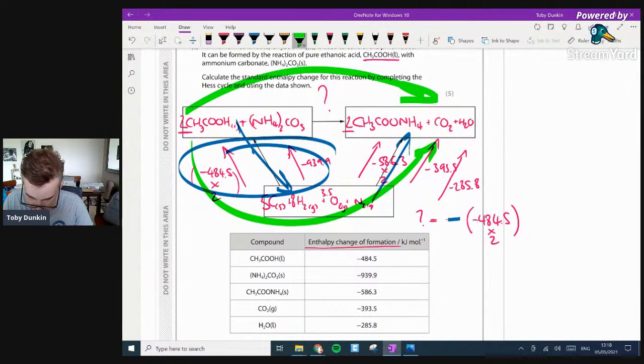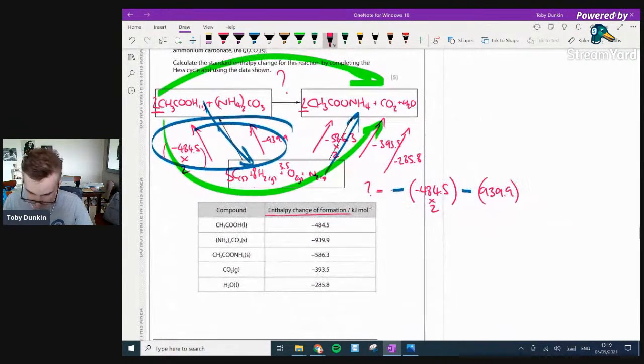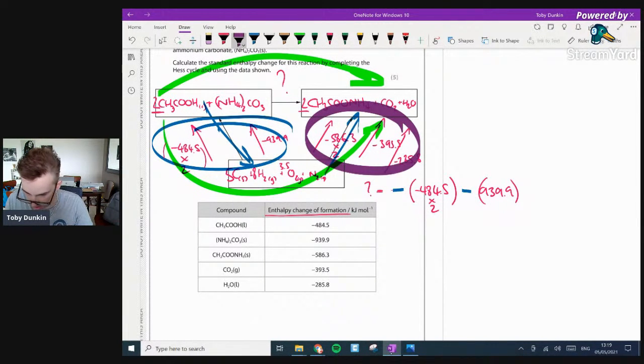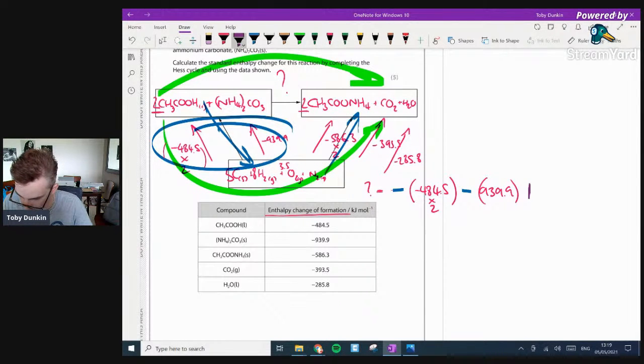This one here is also against us. This one here is also against us. So that one's then going to be minus, because it's against us. Minus, and that's brackets, and that's 939.9, close brackets. Right, now these ones over here are all with us. So these are all adds. So this is now going to be plus, which means with us.